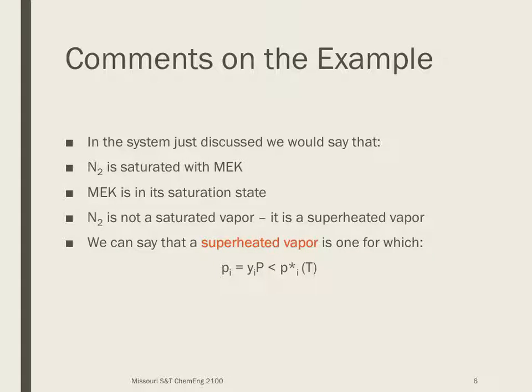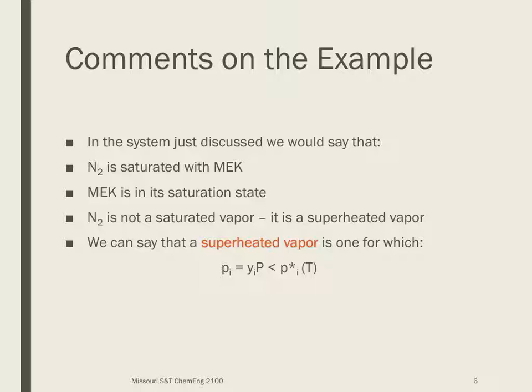Now I would like to make a few comments on this example. One of the things that you should first note is that frequently we would say that the nitrogen is saturated with the MEK. When someone tells you that, like air is saturated with water, saturated with means that the next thing is the one that could be in equilibrium with a liquid. The MEK is in a saturated state. It's in both the liquid and the vapor phase. The nitrogen was not a saturated vapor, it's a gas, or we can also call it a superheated vapor.